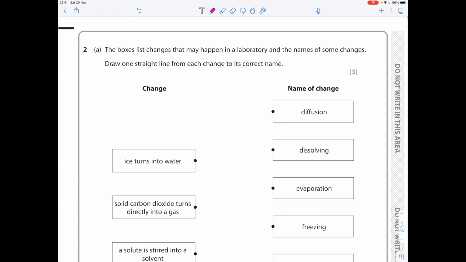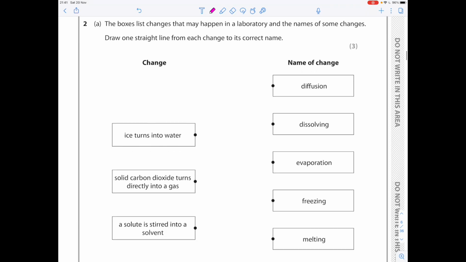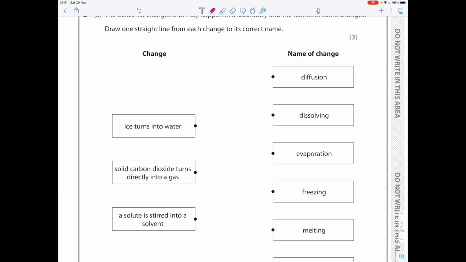Question 2. The boxes list changes that may happen in a laboratory and the names of some changes. Draw one straight line from each of the changes to its correct name. Ice turns into water. This is melting. Solid carbon dioxide turns directly into a gas. So we're going straight from a solid to a gas with no liquid intermediate, which is sublimation.